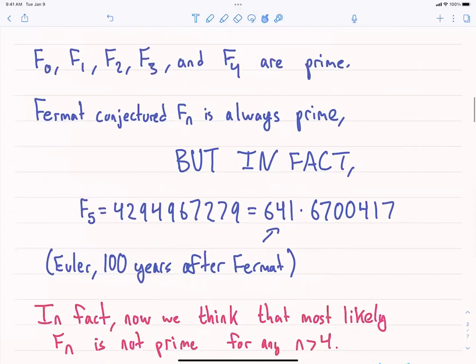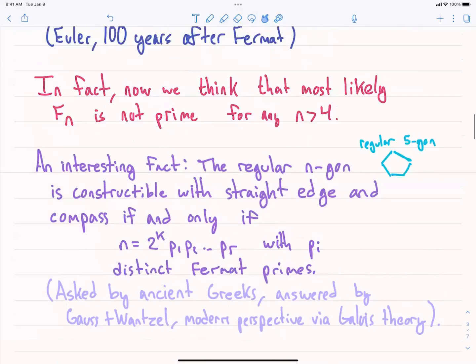In fact, there's a complete classification of when you can do this, which is really interesting. This is something the ancient Greeks didn't know. They knew lots of things that you could construct, but they didn't know what the limits were. And it took the work of Gauss and Wantzel to show that a regular n-gon is constructible with just a straight edge and compass if and only if n has a factorization that looks like 2 to some power, which can be any power of 2, and then the other prime factors all appear to just a single power. And each of the other prime factors has to be a Fermat prime.